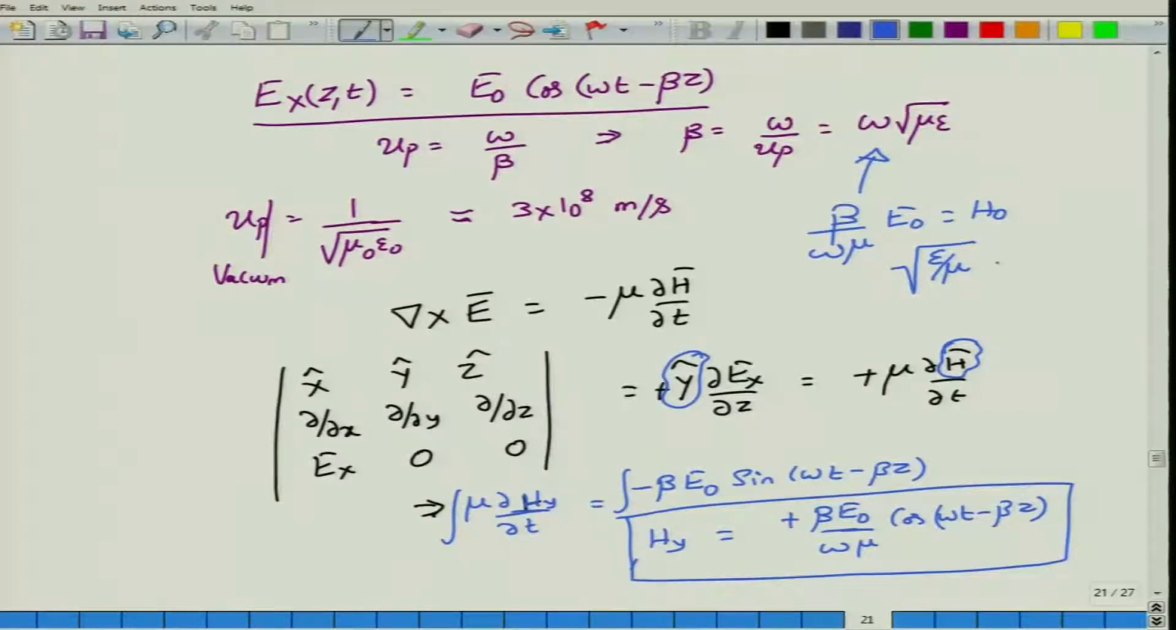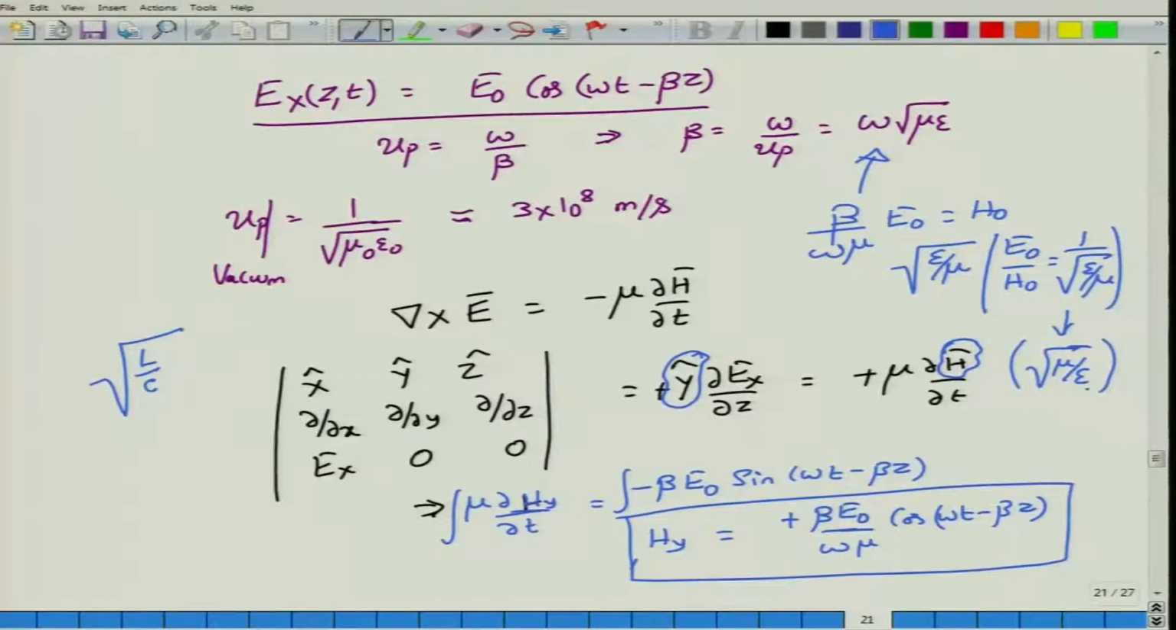Okay. But I have already told you that H0 is given by E0 by eta, in the previous module. So, I can define eta as the impedance, as the ratio of electric field amplitude to the magnetic field amplitude, and that is equal to 1 by square root of epsilon by mu, alternatively this is equal to square root of mu by epsilon. Okay. This is very similar to the transmission line characteristic impedance. In the case of a transmission line characteristic impedance, you had square root of L by C. In this case, you have square root of mu by epsilon.